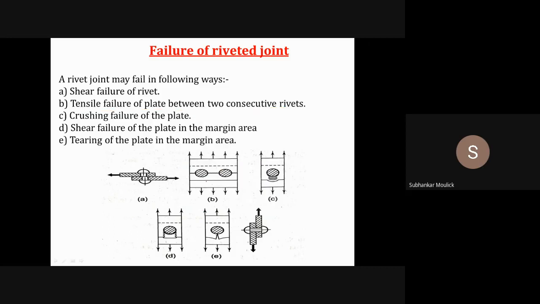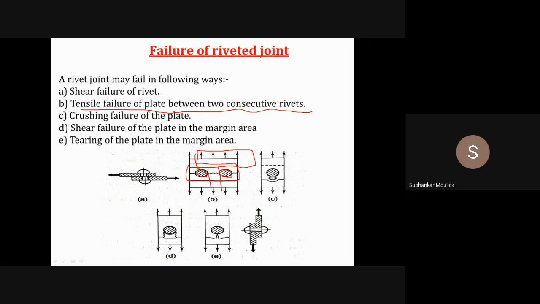So what I told you, that tensile failure of the plate is occurring between two consecutive rivets. If this is one rivet, this is another rivet, in between the two rivets, what will happen if this is one plate? Behind this, beneath this particular plate, one more plate is there. So this is that second particular plate.